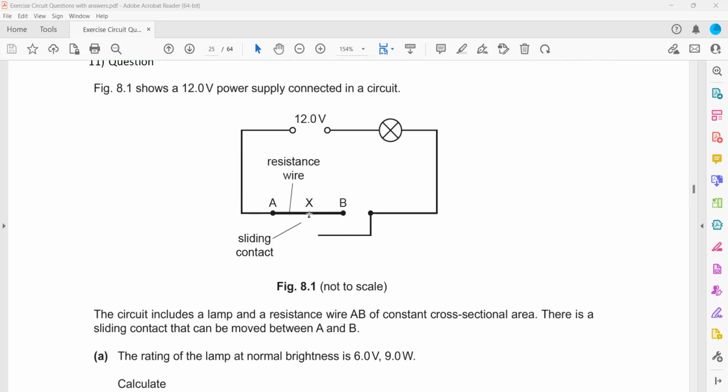See, when it was exactly at the center, we were using only this part of the wire. A and B has a length of 5, but A and X has a length of 2.5. Only half of the wire is used. But what happened when we move the sliding contact more towards B? If this sliding contact is moved towards B, the length of the wire increases. As the length of the wire increases, the resistance of the wire which we are using will also increase. As the resistance increases, there will be more voltage across AB and less voltage across the lamp. That's why the lamp will become dim.